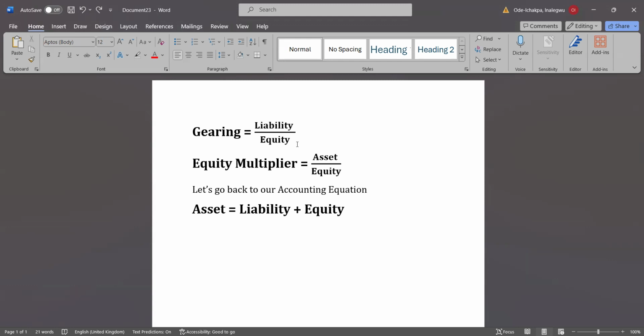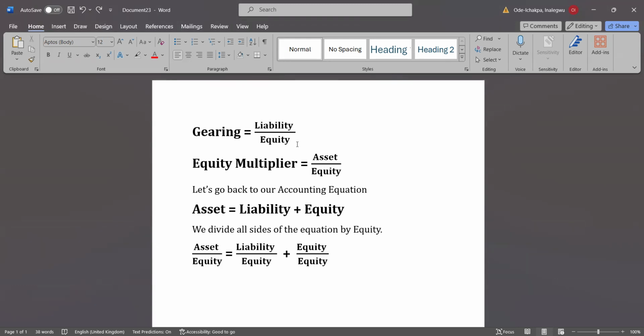from this equation is to divide all sides of the equation by equity. So let's divide all sides of the equation by equity. We divide all sides by equity, which leaves us with assets divided by equity, liabilities divided by equity, and equity divided by equity. So we know automatically that equity would cancel out equity, and we are left with assets divided by equity equals liability divided by equity.